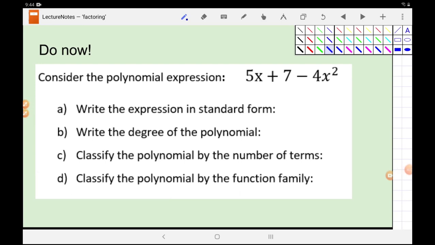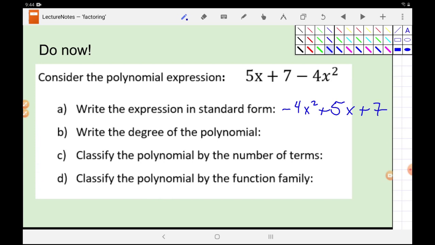Consider the polynomial expression 5x plus 7 minus 4x squared. All right, part A. Write the expression in standard form. So standard form will just mean that it needs to start out with the largest degree and go in decreasing order. So we're going to go with the negative 4x squared. Then we'll go with 5x and plus 7. All right, we're done with that one.